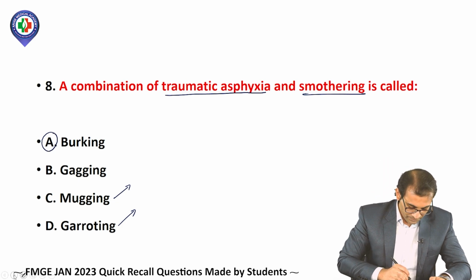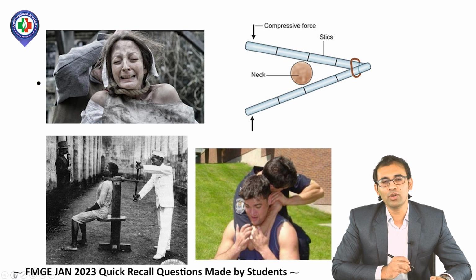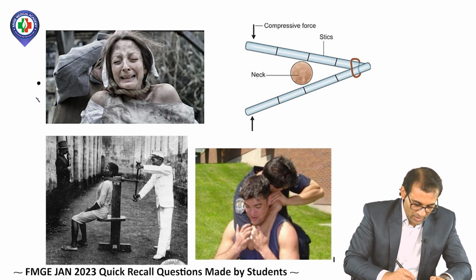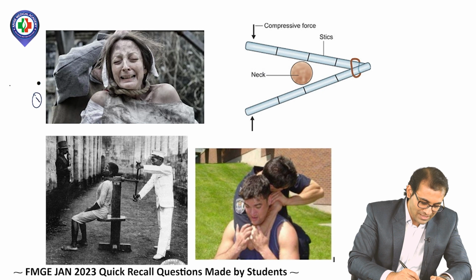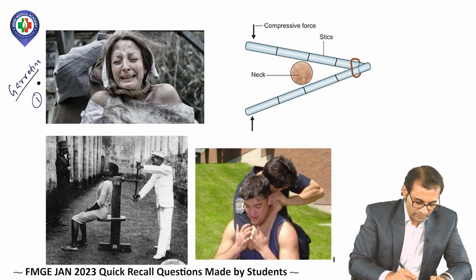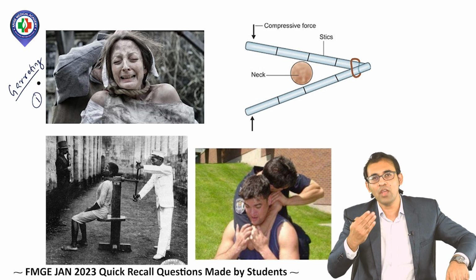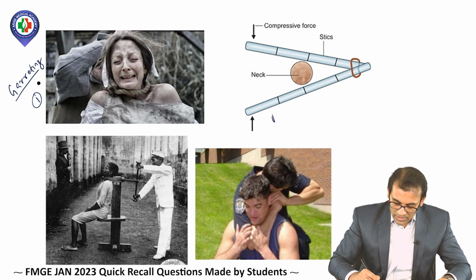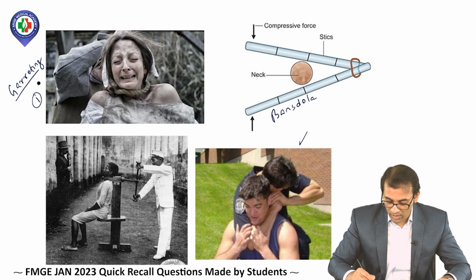Let's understand this part. See here, when a rope is thrown from behind, like picture number 1, and after that there is ligature strangulation, this is called garroting. When two bamboo sticks or rods are applied around the neck and after that there is neck constriction, it will be called by another name. If you kill someone with the bend of your elbow like this, it will be called mugging.